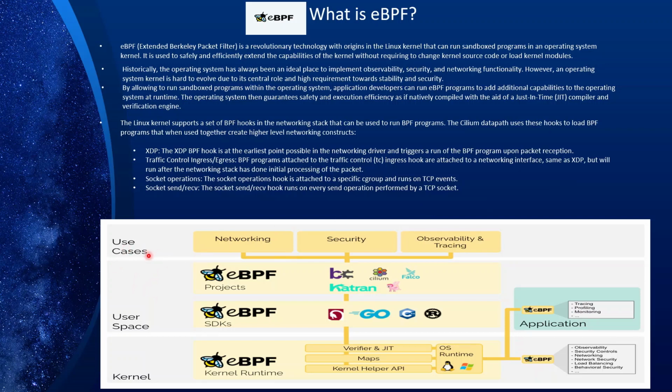So first of all, the use cases, the most important ones are networking, security, observability, and tracing. So those are real use cases that eBPF is currently being used for. And then we have the user space and kernel. If you're familiar with Linux, you know that applications that you run typically run in the user space. Obviously, they always interact with the kernel.